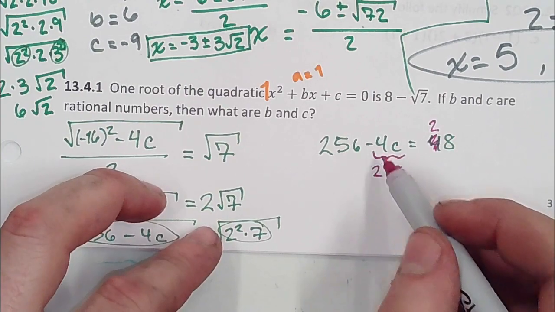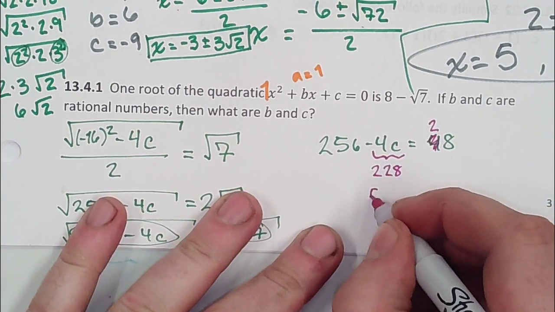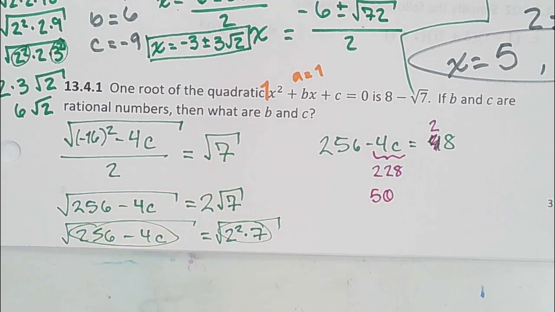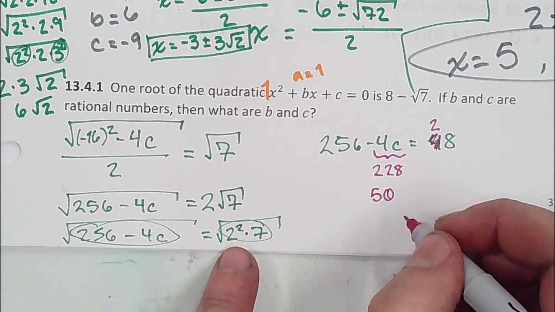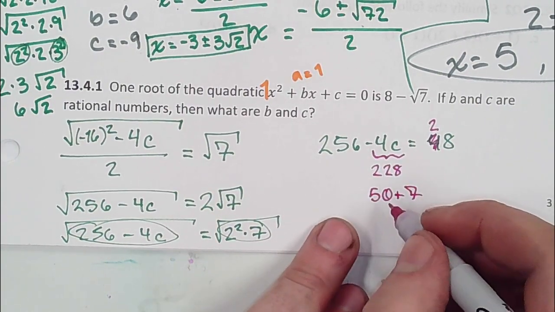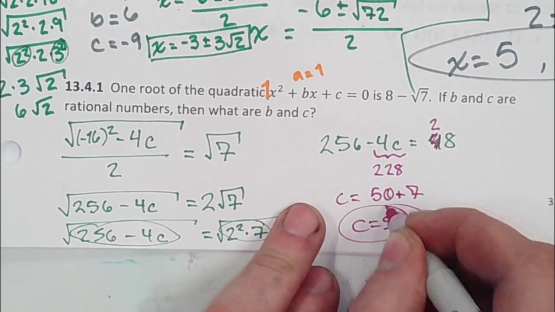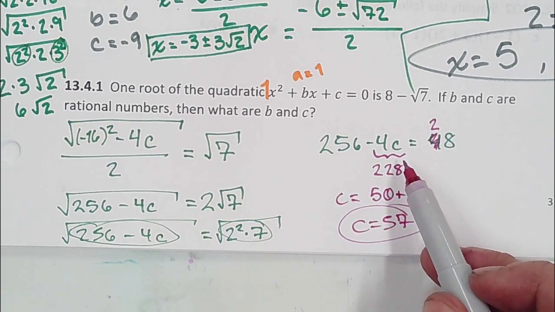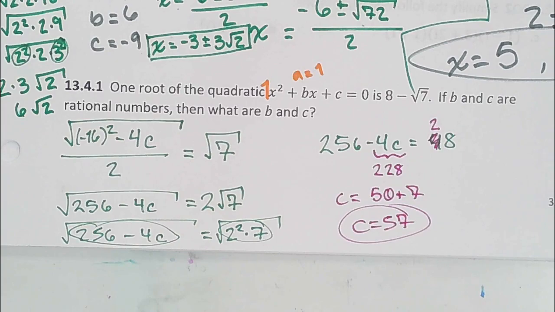So the question is, what times 4 gets us 228? Well, 4 times 50 gets us 200, right? And 4 times 7 would get us 28, right? So in other words, I need 57 times 4 to get there. So that's what c is going to equal. So c is going to equal 57. Because when I take 57 and times it by 4, I get 228. 256 minus 228 is 28.